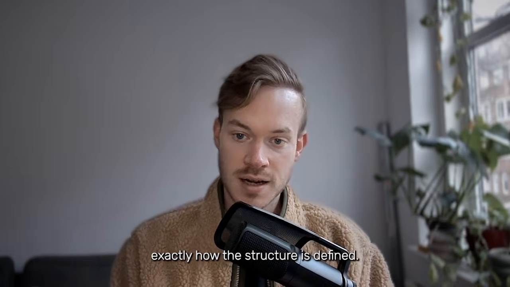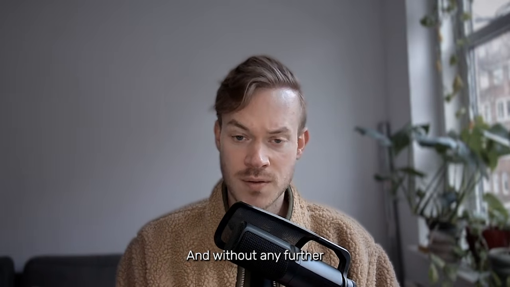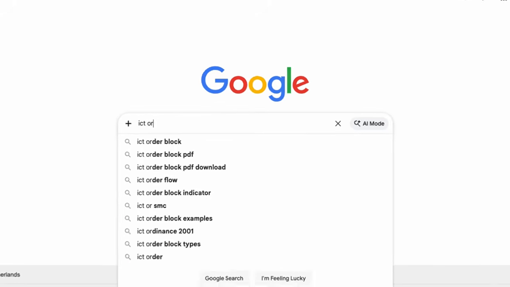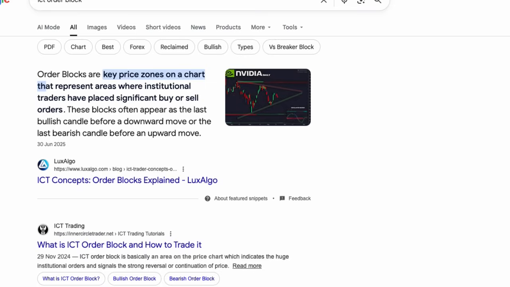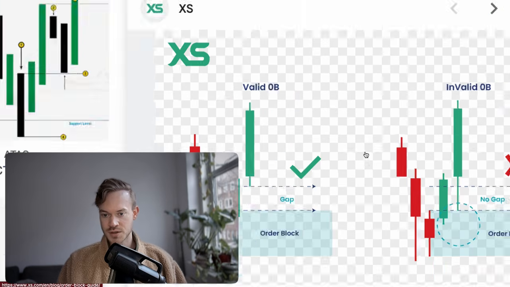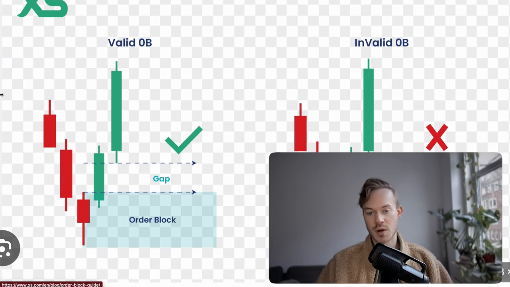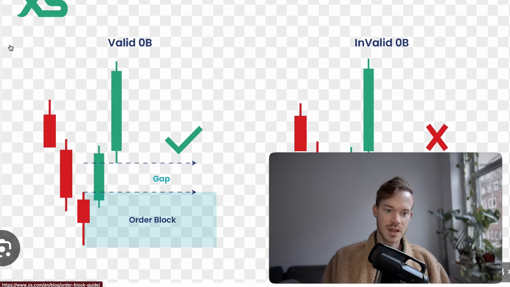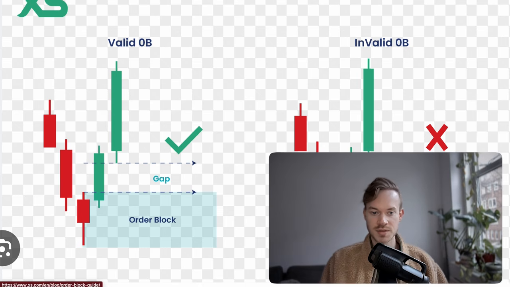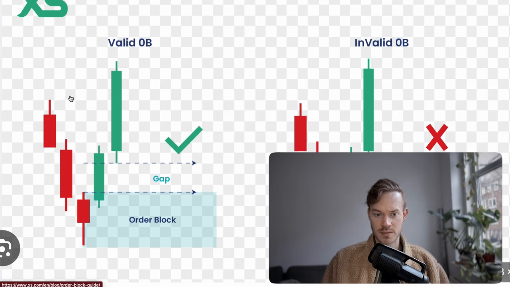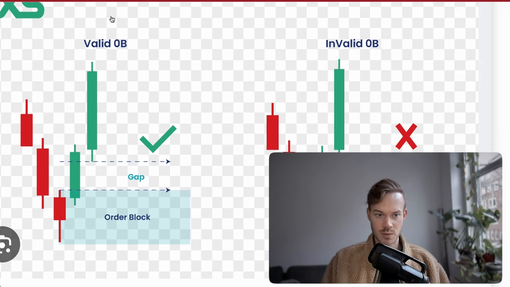So now let me show you exactly how the structure is defined, and without any further ado, let's head into the video. ICT order block strategy. What we can simply see is that, since we are only looking at the bullish side, there is a downtrend, and then the price runs away to the upside, creating a gap that we are looking out for, and then a so-defined order block where we want the price to retrace back and then continue the overall price trend, in that case to the upside. This is the logic that we are pursuing here.